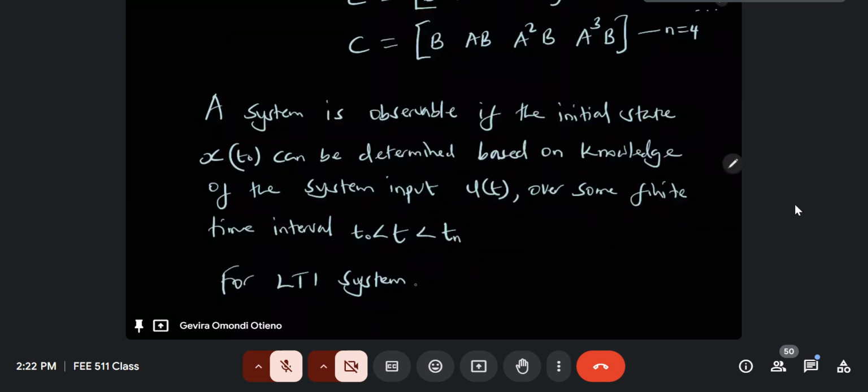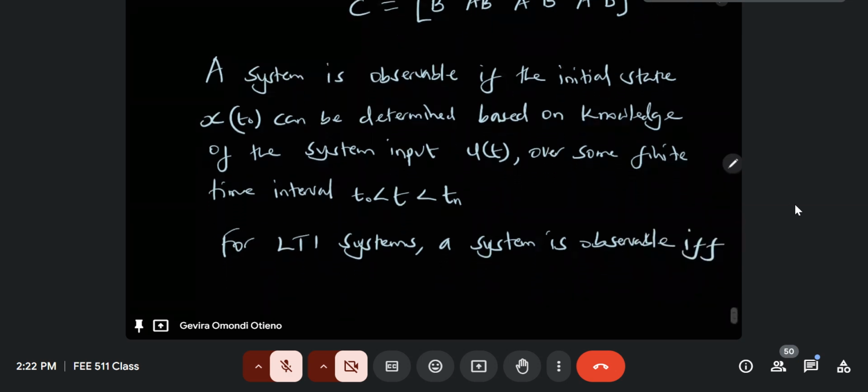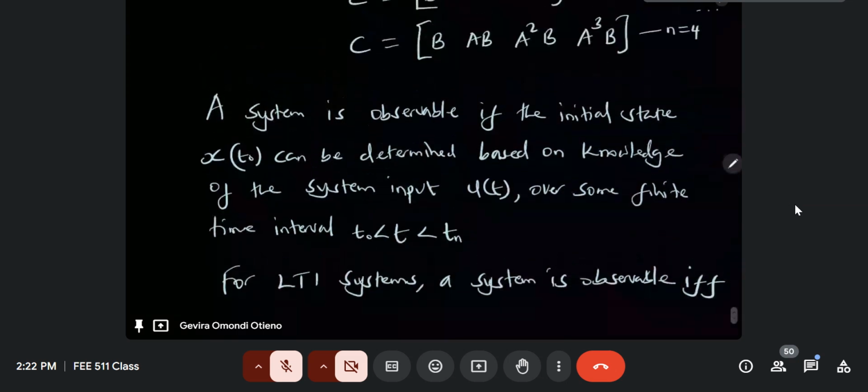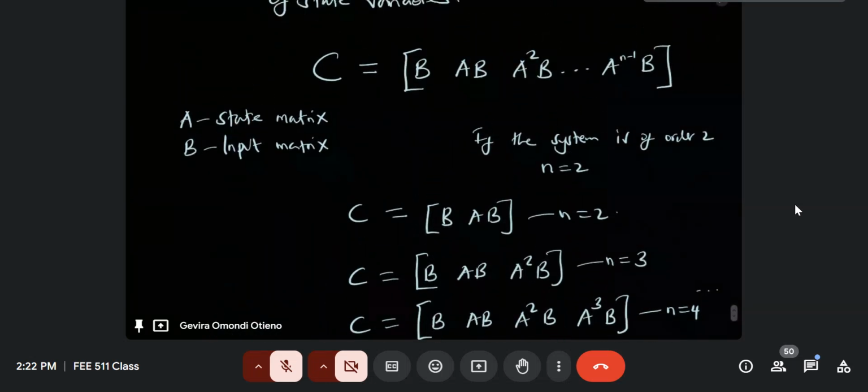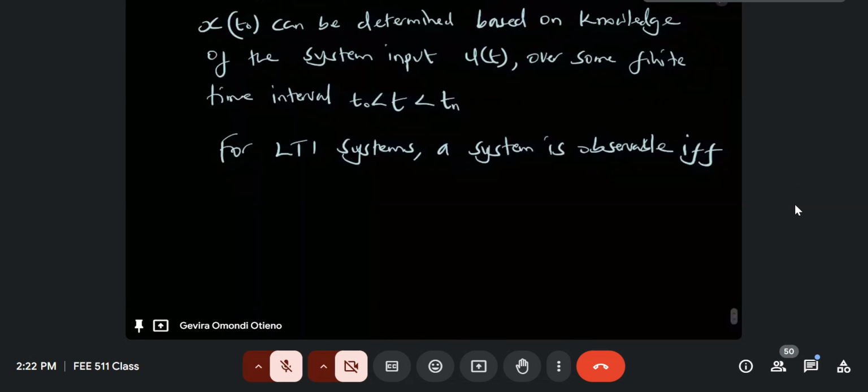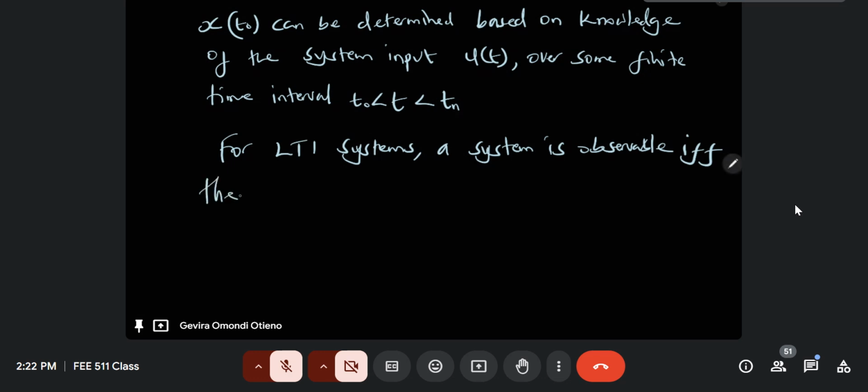So for linear time invariant systems, we can say that a system is observable if and only if the observability matrix. Remember, for controllability, we had a controllability matrix C, but now we are testing for the observability. So if and only if the observability matrix, and let's denote it O, or a fancy O, again, has full rank.